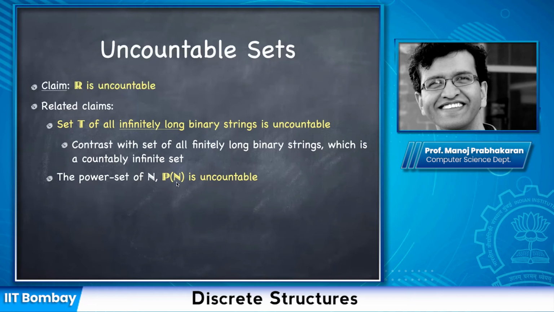And I'm claiming that this power set of N is actually uncountable. It might look like a very discrete object, right? N itself is a discrete object, and we are just picking subsets of N. So it's a very discrete kind of set, but we shall see that it is uncountable. And it's not really hard to see that the power set of N has a bijection with the set T.